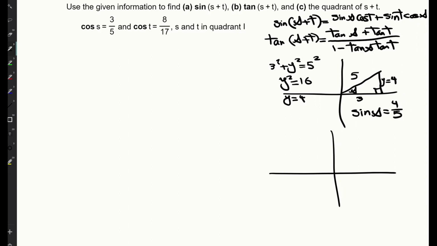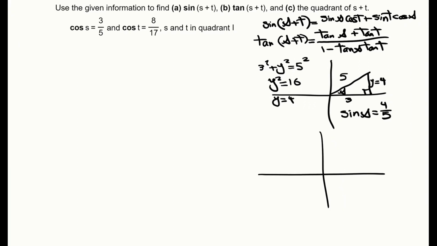This program, these digital whiteboards are very touchy. So we want to find the sine of T, so we're going to construct a triangle based on the fact that T is a first quadrant angle and its cosine is 8/17.